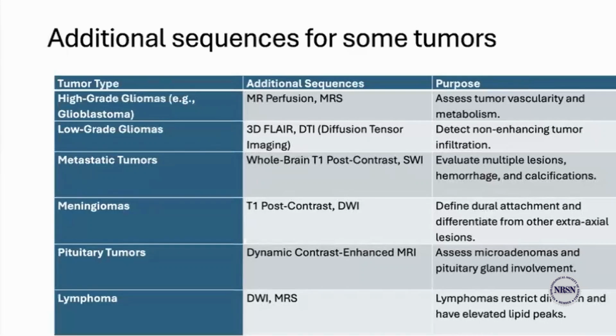We also have a pituitary protocol. And part of that, the most defining sequence in that protocol is the dynamic contrast enhanced MRI, which is very good in assessing microadenomas and checking for pituitary gland involvement. And then for lymphomas, DWI and MRS are almost inevitable. So those will be very critical when you're assessing for a lymphoma. Again, discuss with your radiologists. Most of them, almost if not all of them, are always open to giving guidance.